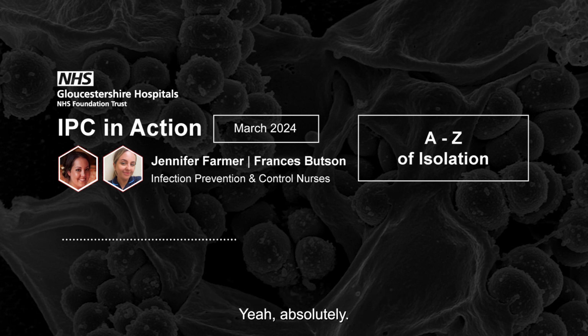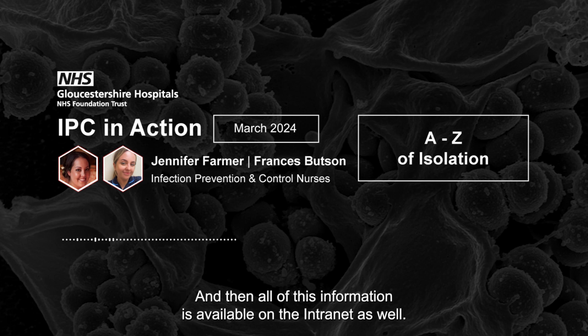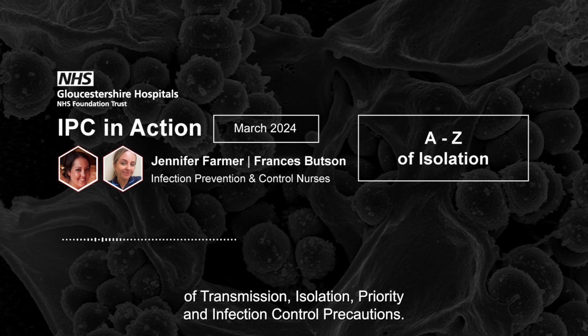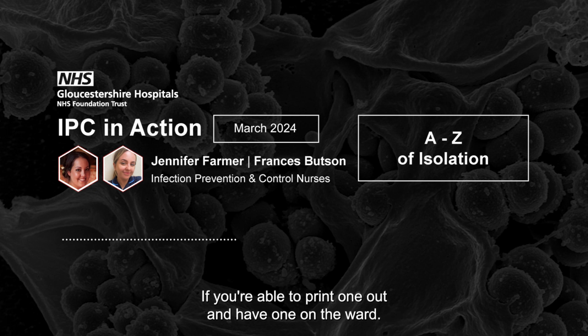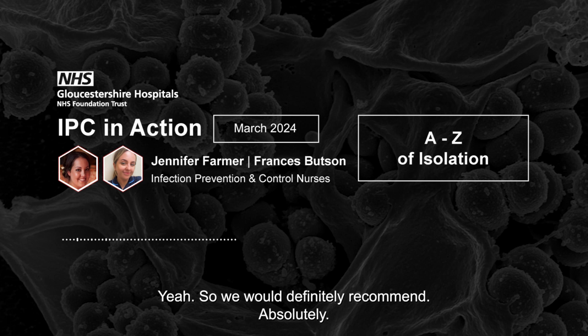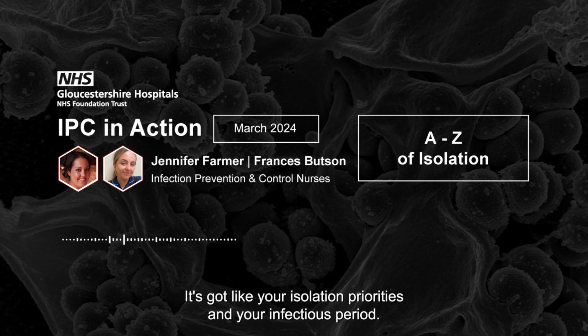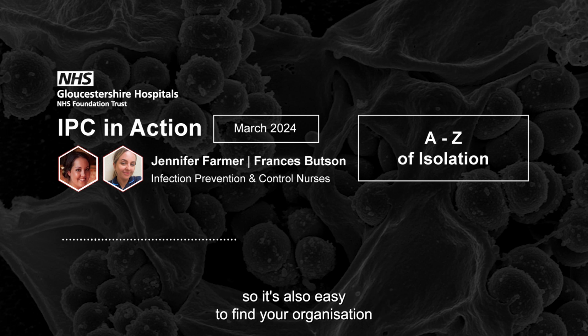So this list that we've come up with, it is a lot of information to take on, and all of this information is available on the intranet as well. We do have a very helpful document, which is called Routes of Transmission, Isolation Priority and Infection Control Precautions. Bit of a mouthful, but a very handy document if you're able to print one out and have one on the ward. It's got your isolation priorities and your infectious period. There's loads of helpful information, arranged in an A to Z, so it's easy to find your organism.